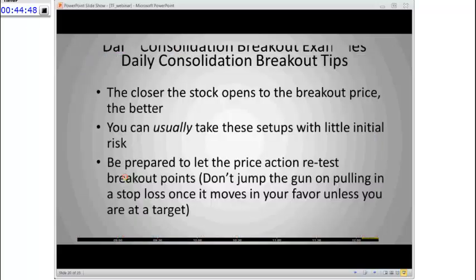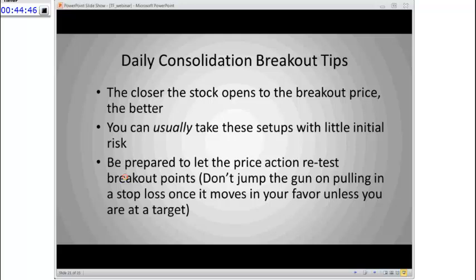The closer the stock opens to the breakout price, the better. You don't want to chase gaps that open more than 5% above the level. If you're chasing big gaps, you're increasing your risk exponentially. You can usually take these setups with little initial risk if you're precise. If you're precise on the 2-minute and you're getting in right at that intraday breakout, you can really manage your risk a lot better than, say, just throwing in a random order as the breakout is developing, right?